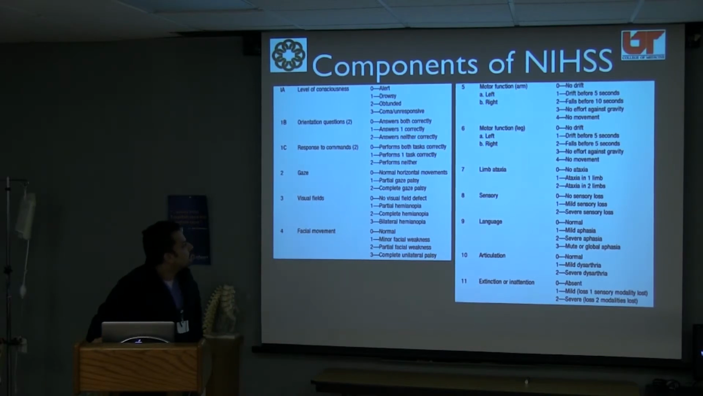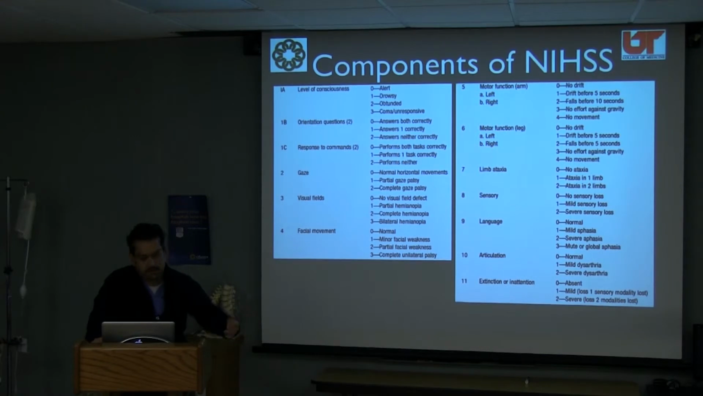Gaze, it's not really important at this point. Visual field, not important. Face, yes. What does the face look like? Was there not a facial droop? Now is a facial droop. So that's important. So we'll choose 1A, 1B, 1C, number 4.